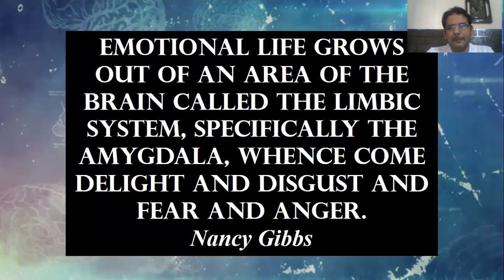Here is a quote from Nancy Gibbs that I thought is worth mentioning here: the emotional life grows out of an area of the brain called the limbic system, specifically the amygdala. Whence come delight and disgust and fear and anger. So all our emotions come from the limbic system, specifically the amygdala, as I mentioned in the lecture, which controls our emotions. Our whole emotional behavior is governed by a small part of our brain called the amygdala, and our whole emotions are mainly based on that portion.